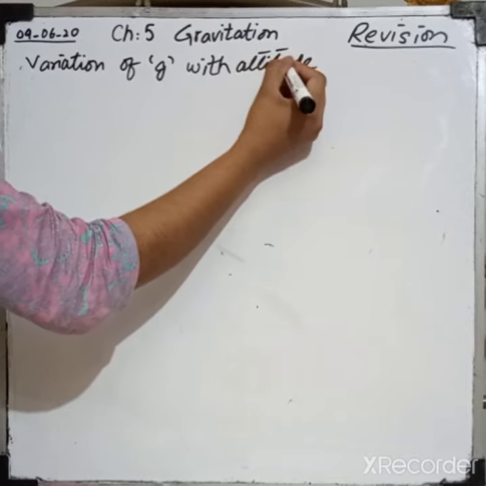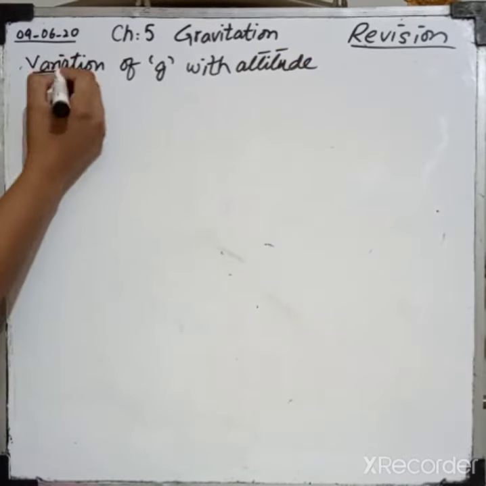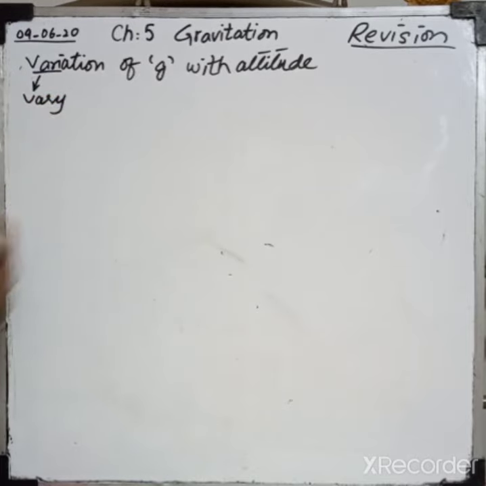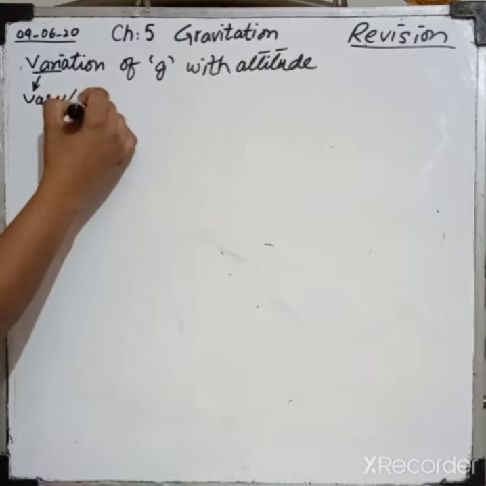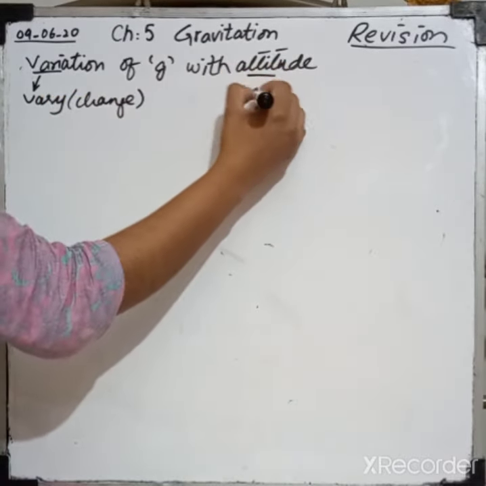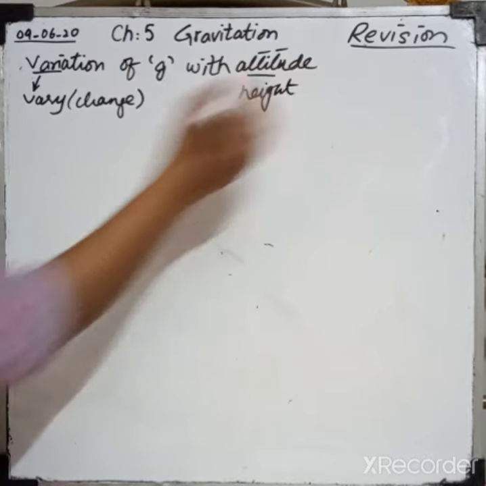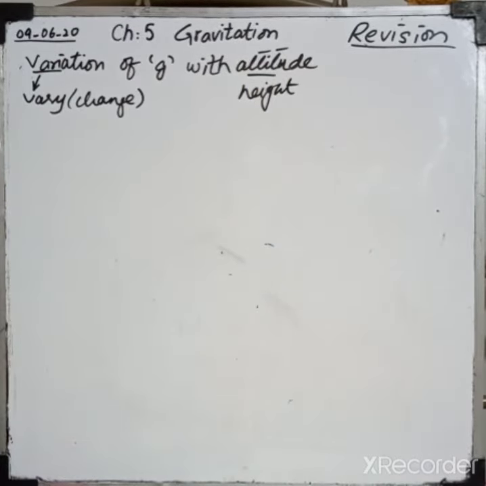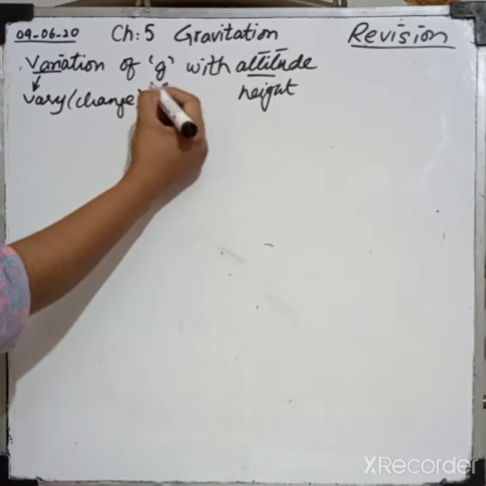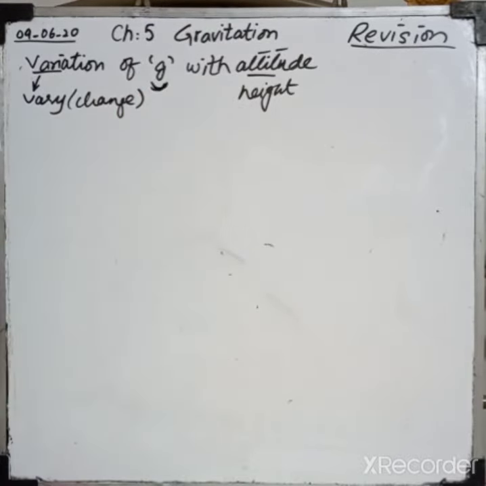What is meant by variation? Variation is a word derived from the word vary, which means change. Altitude is the word used for height. So we have to see how the value of gravitational acceleration changes with the height.